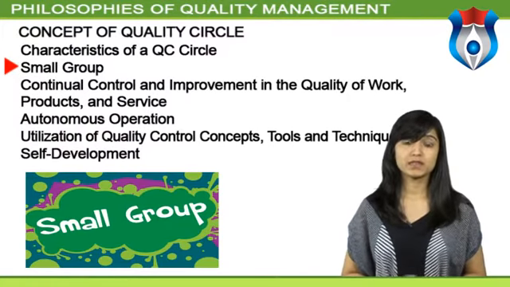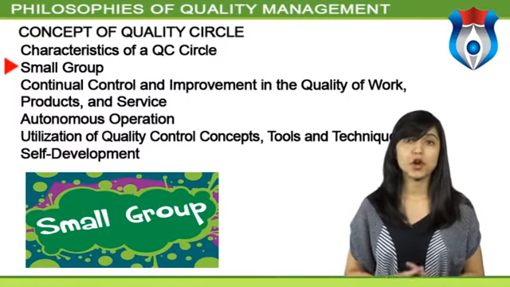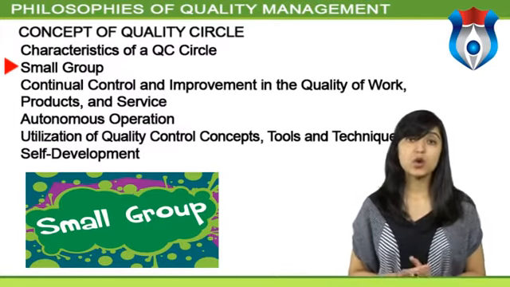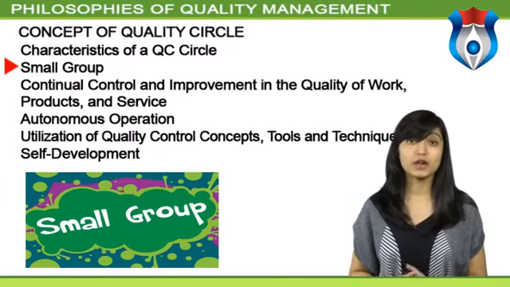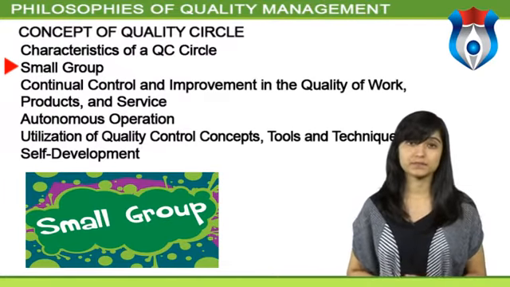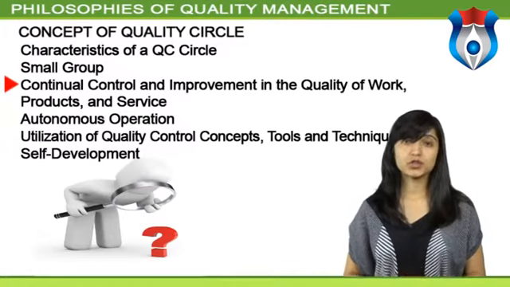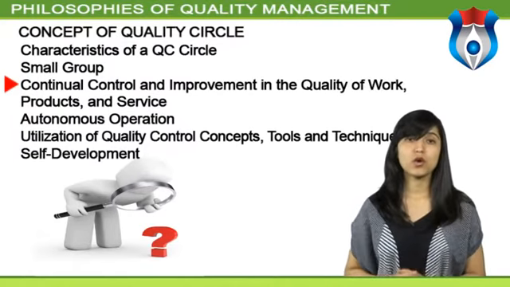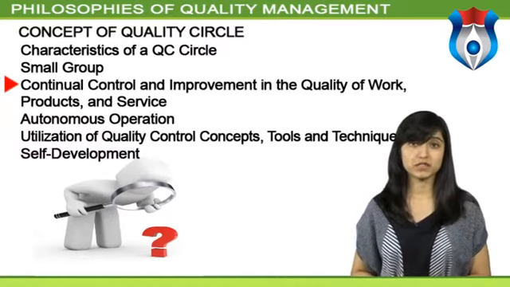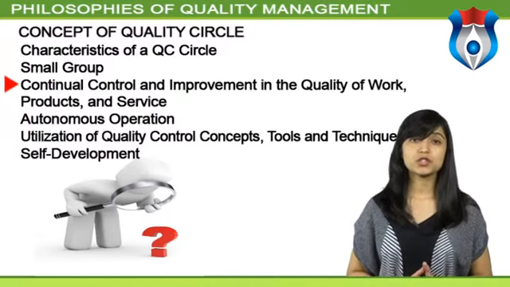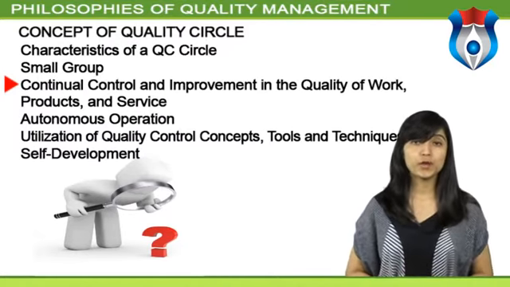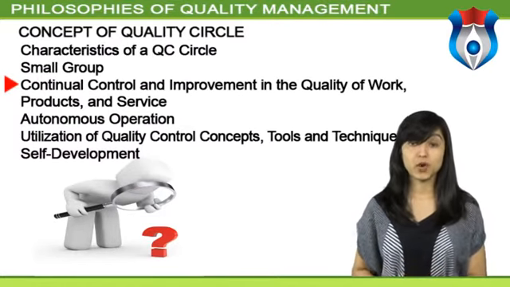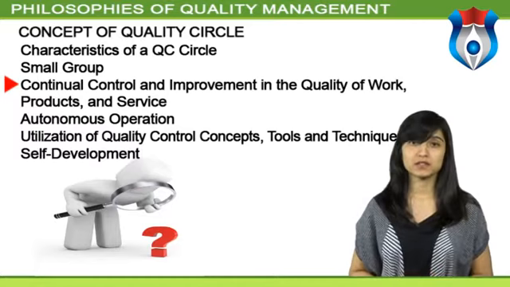Small group. The circle is normally composed of 3 to 10 volunteers who come from the same work area and are under the same supervisor. Continual control and improvement in the quality of work, products and service. QC continues to look for opportunities for improvement from the time they receive their inputs to the time they deliver their product or service to their customers.